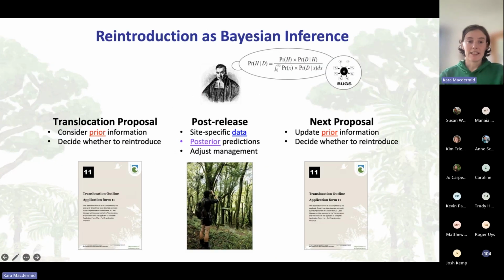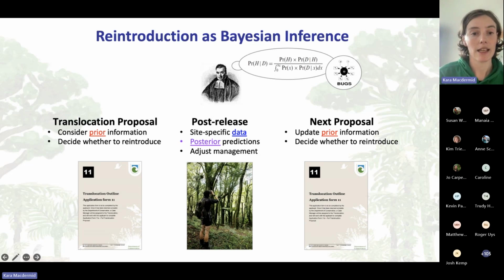So there are 3 stages to this, and we can use Bayesian methods to help combine information to get more accurate or more certain results. So on the proposal stage, models can be built from data collected from previous sites, and predictions can be made about what might happen to your reintroduced individuals. These data can be combined in Bayesian methods to make more accurate predictions than if you're only using data from one site.